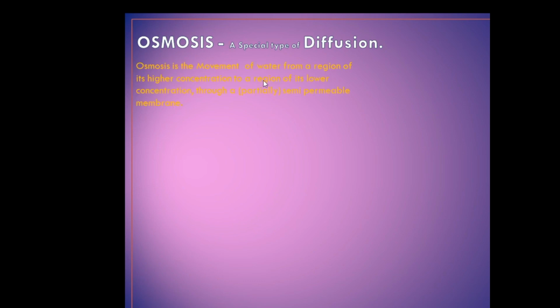Okay. Now let's see the important process that helps this movement to occur, what we call osmosis. This is a special type of diffusion. Osmosis is the movement of only water molecules from a region where water is high in concentration to a place where water is low in concentration, only through a semi-permeable membrane. Then only we call that process osmosis.